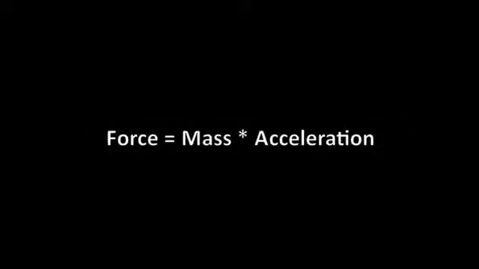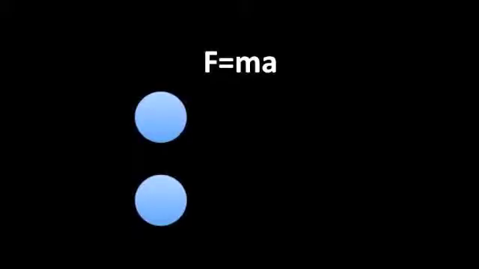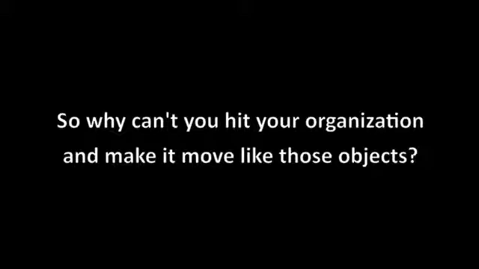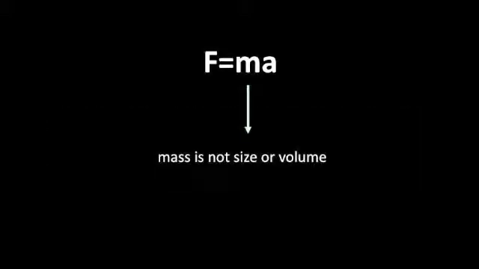It says force equals mass times acceleration, or F equals ma. If you take two objects of the same mass and hit one with force, you'll have acceleration. If you hit the other with more force, you'll have more acceleration. So why can't you hit your organization and make it move like those objects? The answer: mass is not size or volume, mass is resistance to change.